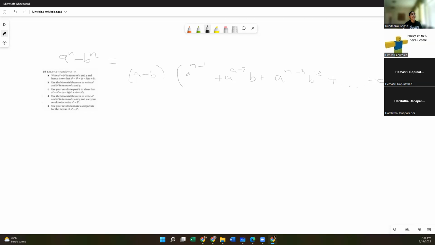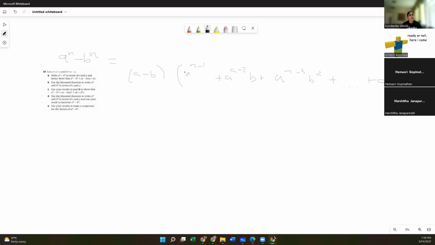Because A squared minus B squared equals A minus B, which is the common term, times A plus B. A cubed minus B cubed equals A minus B, the common term, times A squared plus AB plus B squared. And then, like we've just shown, A to the power 4 minus B to the power 4 equals A minus B, the common term, times A cubed plus A squared B plus AB squared plus B cubed, right?